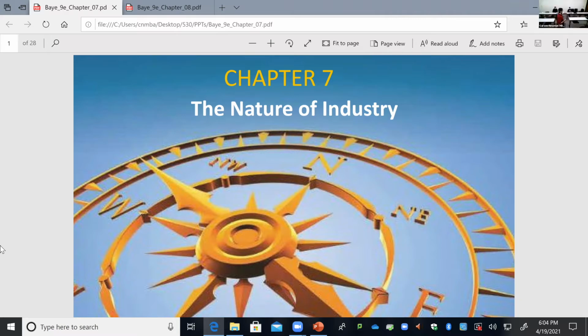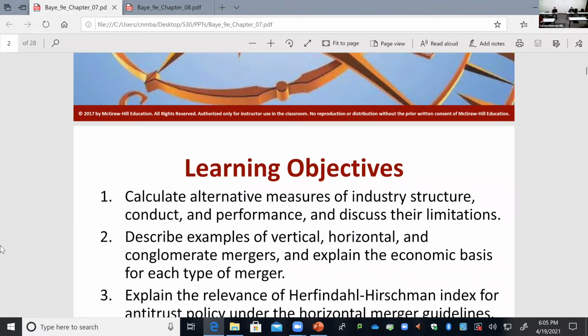So an industry is a group of firms that produce a similar product. Did everybody hear that? Yes. A group of firms that produce a similar product, like food industry. Every firm in that industry is producing something related to food. Electronics industry: everybody in the industry is producing something that's an electronic product. Okay. So, nature of industry. Here are the learning objectives.